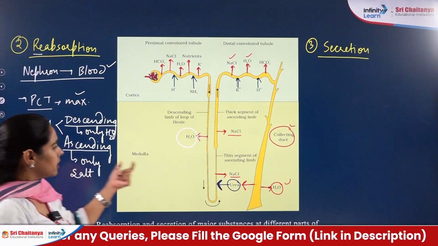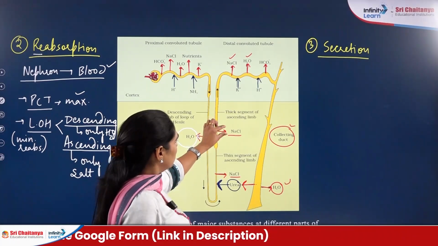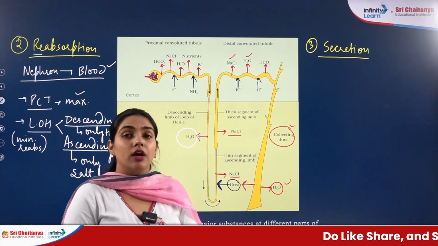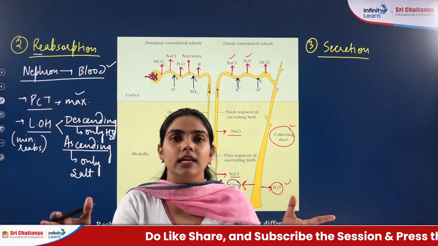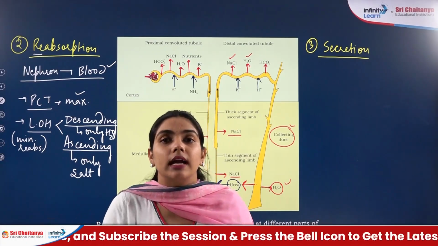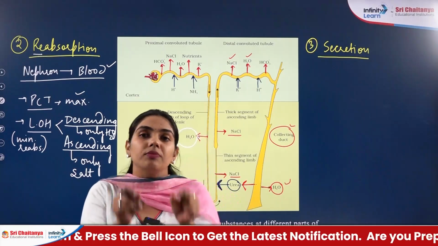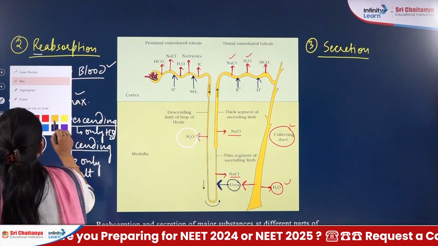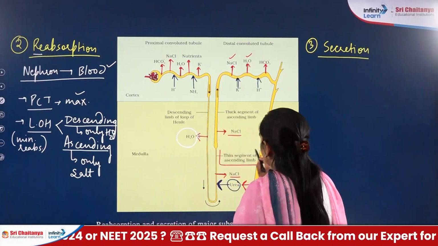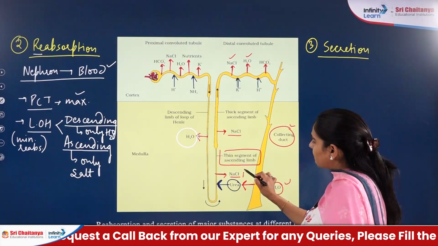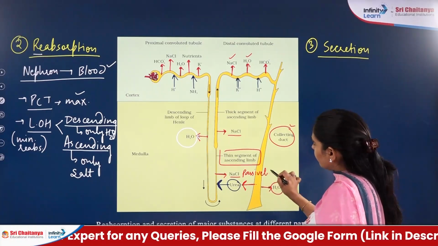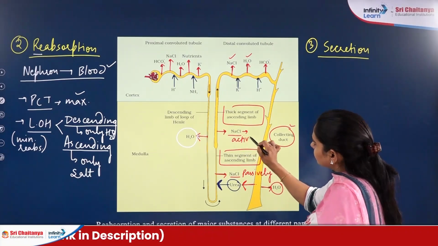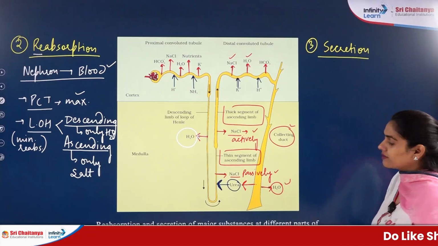So minimum reabsorption. Then you can see there are two segments in the ascending limb. One is the thick segment and one is the thin segment. You can remember, from the thin segment, easily the sodium chloride can be reabsorbed. That means it can be reabsorbed passively. But from the thick segment, it will be reabsorbed actively. Active means energy is utilized. So from the thin segment, this reabsorption is taking place passively, whereas from the thick segment, it is taking place actively. Active reabsorption, here passive reabsorption.